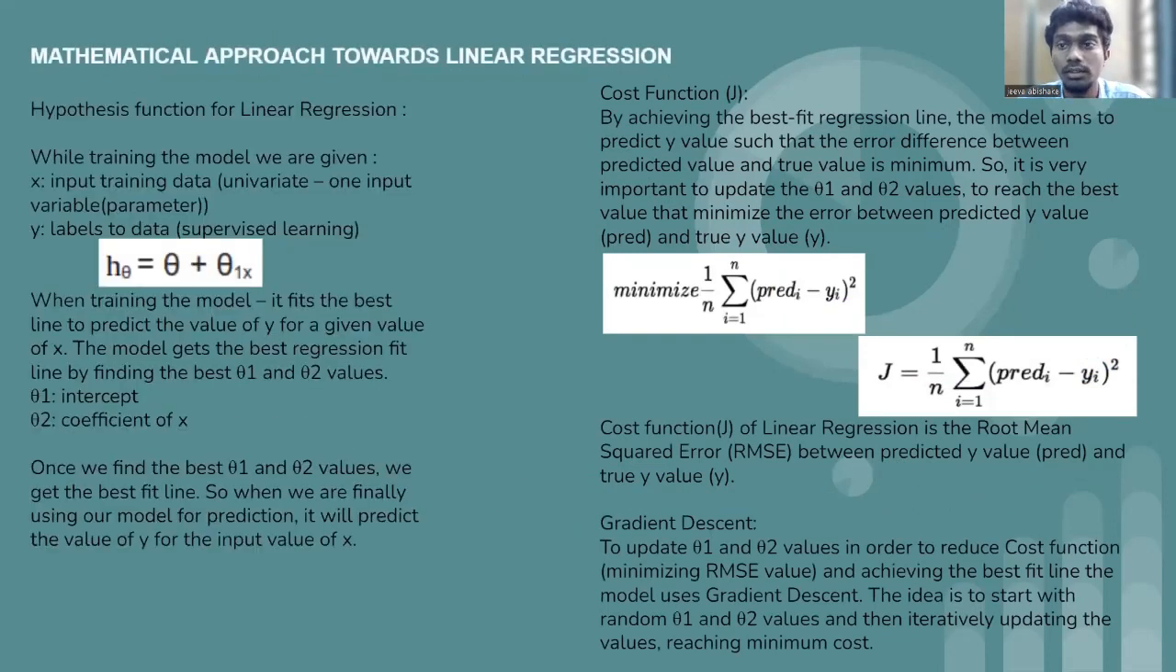The mathematical approach towards linear regression extends to the hypothesis function. Hypothesis function for linear regression: while training a model, we are given x and y. X is the input and y is the labels of the data. When training the model, it fits the best line to predict the value of y for a given value of x. The model gets the best regression fit line by finding the best theta 1 and theta 2 values. Once we find the best theta 1 and theta 2 values, we get the best fit line.